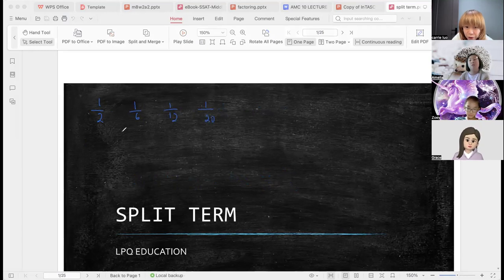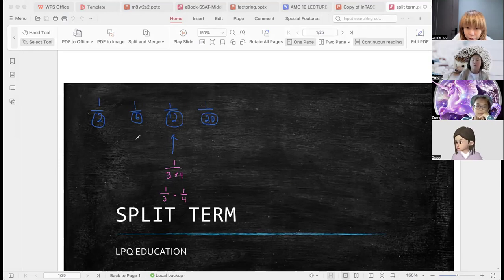So I want you to think about it. 2, 6, 12, and 20 represent what? Okay, so I am going to make 1 over 12 as example. I want you to see if you can find out some patterns out of this. So 1 over 12 equals what? Equals 1 over 3 times 4. It also equals 1 over 3 minus 1 over 4.